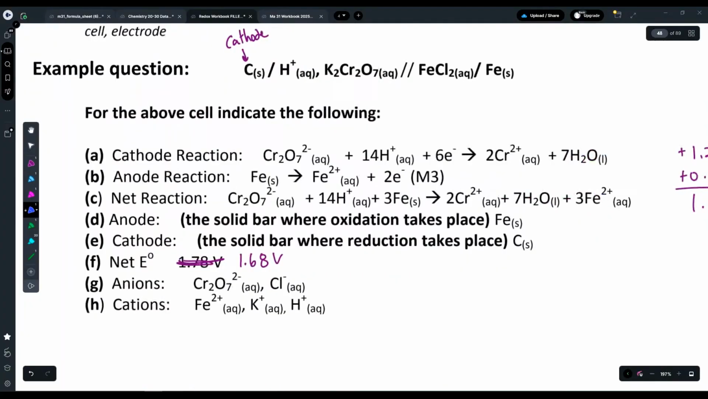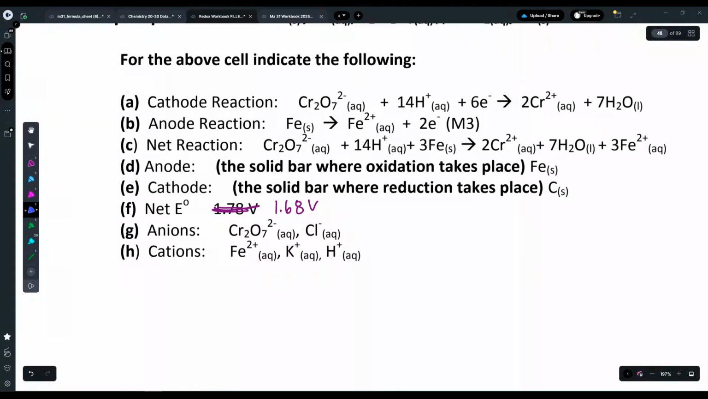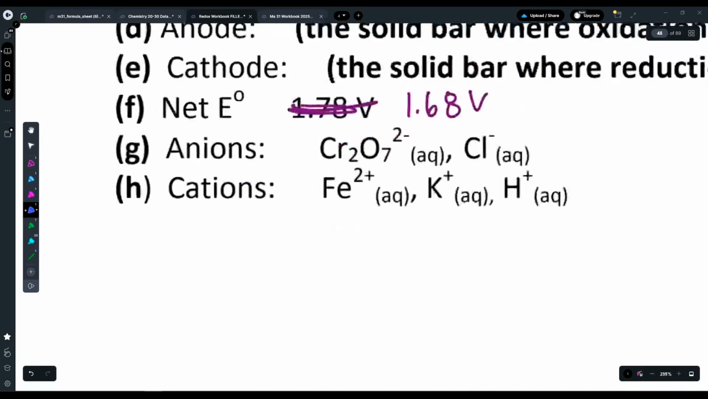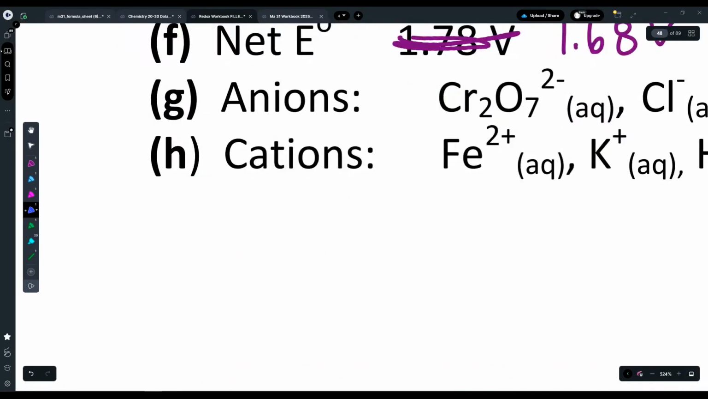Okay, what else do we have to do? So we got our cathode reaction, anode reaction, net reaction. We labeled the anode and the cathode. Those are always going to be the solids, never aqueous. We already wrote out the net electric potential. Now we just need to write out our anions and our cations. So remember, anions are your negative ions, cations are your positive ions. How you can remember your positive ions are the cations is look at the T, looks like a positive sign. That's how you know cations are the positive ions.